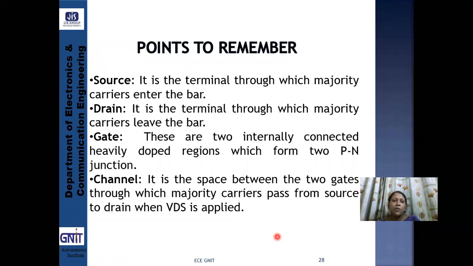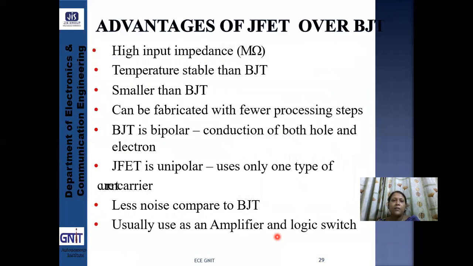So these are the points to be remembered. Source, drain, gate, and channel. What are these? Source is the terminal through which majority carriers enter the bar, drain is through which majority carriers leave the bar. Gate is two internally connected heavily doped regions which form two PN junctions, and channel is the region through which majority carriers pass from source to drain when VDS is applied.